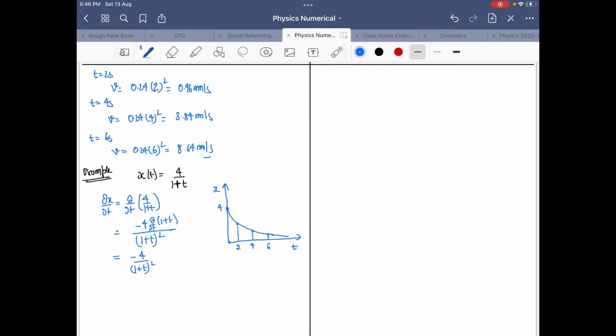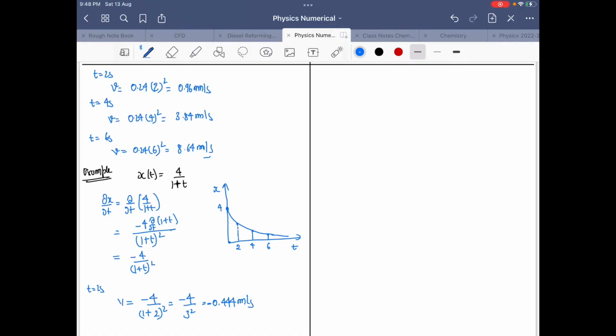Now you want to find the velocity at different points. So at t equal to 2 seconds, velocity equal to minus 4 over (1 plus 2) whole square. This is minus 4 over 3 square. What will this be? This will come out to be 0.444 meter per second, and this is negative.